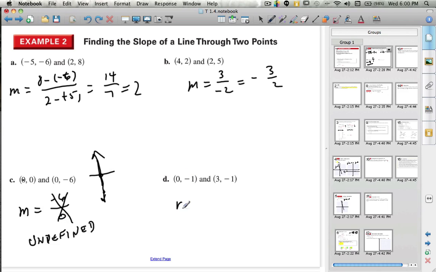Okay? Continuing on, negative 1 minus negative 1 is 0. 3 minus 0 is 3. 0 over 3, this is a slope of 0. This is a horizontal line. Right? So this one here would be vertical. And this one here would be horizontal. It depends where the 0 ends up. If it's in the numerator, it's horizontal. If it's in the denominator, it's undefined, and that's vertical.